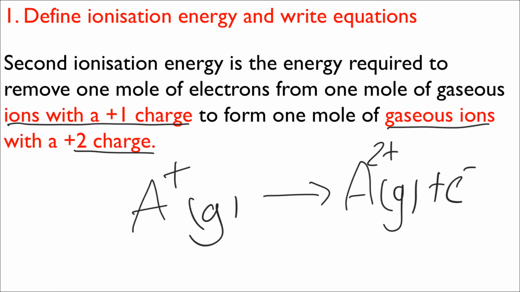So the equation would be this. A+(g) goes to A2+(g) plus e-. Don't forget the gas state symbols. Really important, it's A+ for the second ionization energy. Third ionization energy, you would obviously start with A2+ and it would form A3+, etc. You're only ever removing 1 electron when we're talking about these ionization energies. So if you were talking about first and second, then there would be 2 different equations.